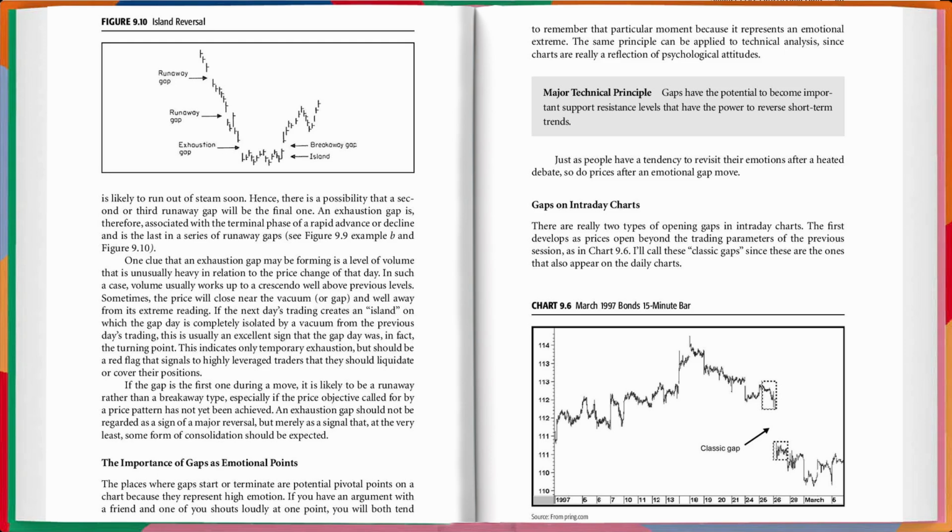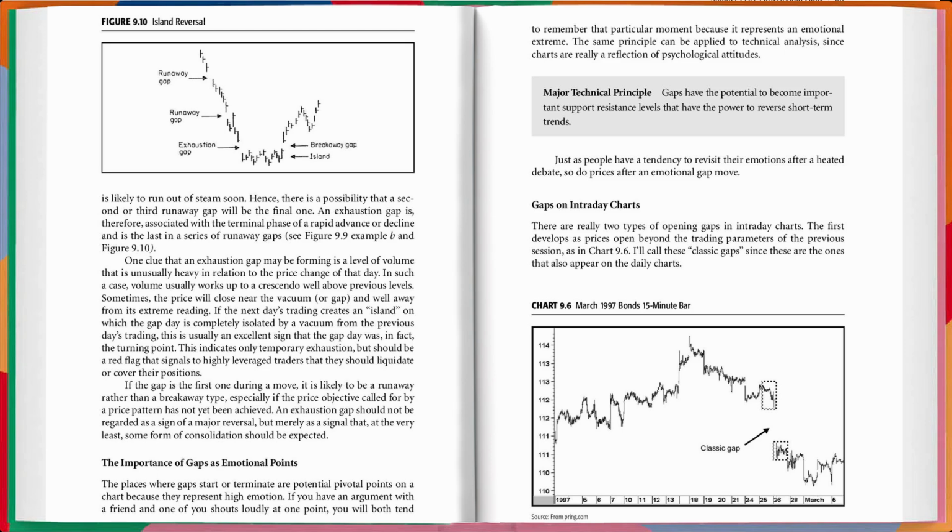One clue that an exhaustion gap may be forming is a level of volume that is unusually heavy in relation to the price change of that day. In such a case, volume usually works up to a crescendo well above previous levels. Sometimes, the price will close near the vacuum or gap and well away from its extreme reading. If the next day's trading creates an island on which the gap day is completely isolated by a vacuum from the previous day's trading, this is usually an excellent sign that the gap day was, in fact, the turning point.